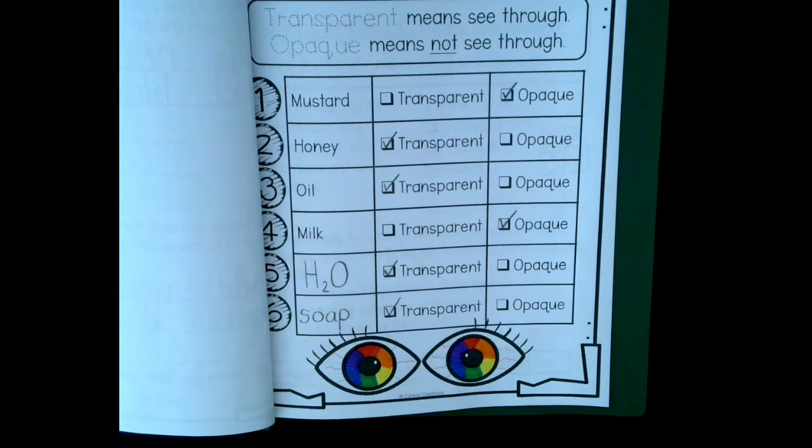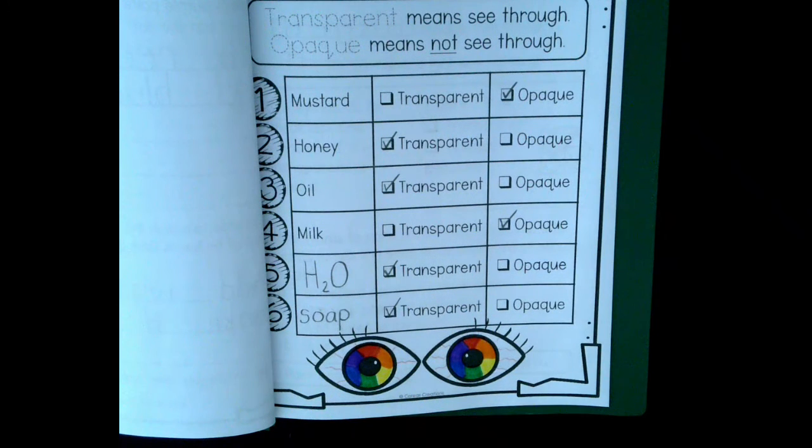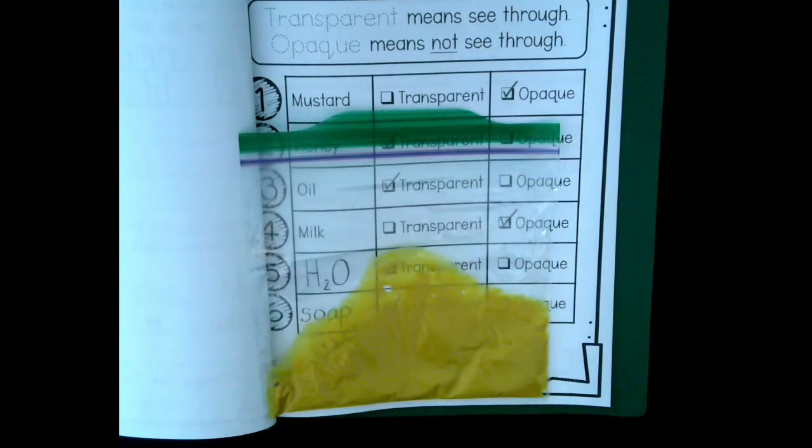One more thing that I want to show you today. So if we have a material that is opaque, that means it's not see-through. So what were my two examples of opaque liquids? The mustard and the milk. Now, if we take the mustard and the milk, you can see that it takes away our eyes. So it's opaque.